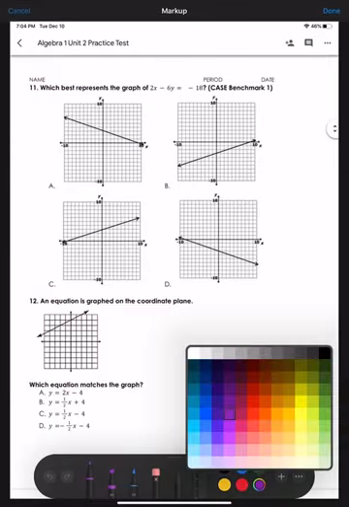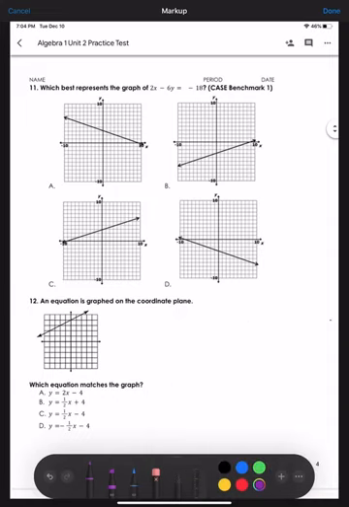All right, it says, which best represents the graph of 2x minus 6y equals -18? So before I can check and see which graph this is, I need to get it in slope-intercept form so that I can tell what the slope and the intercept is. As is, I don't really know what that is. So how I get this in slope-intercept form is I want to get the y by itself. So I first need to move this 2x to the other side by subtracting it.